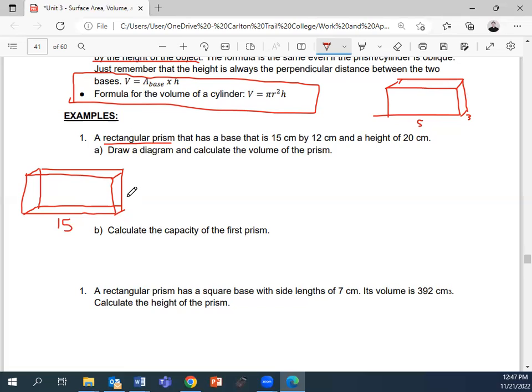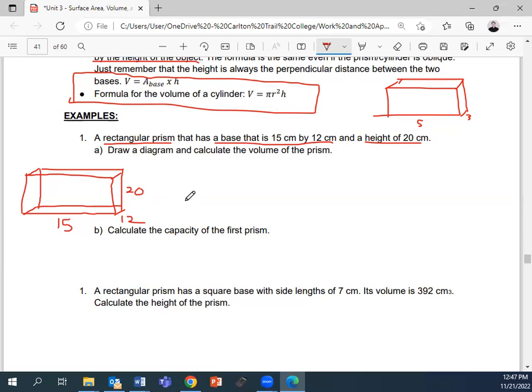The height is straight up. So the 15, I could put it on this bottom one here, or I could put it on this little slant. It doesn't matter as long as the 12 goes in the other spot, right? The base is 15 centimeters by 12 centimeters. That's all that matters, that I have the base correct based on what it tells me. And then I need to get my height set up properly as well. And it tells me that my height's 20 centimeters.